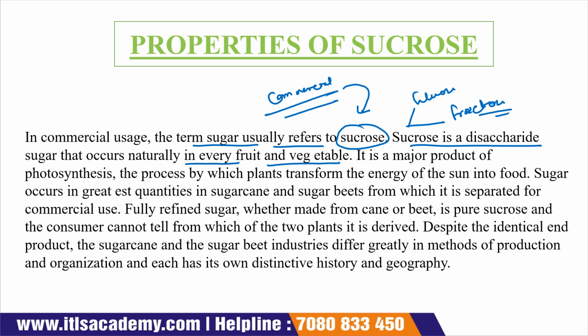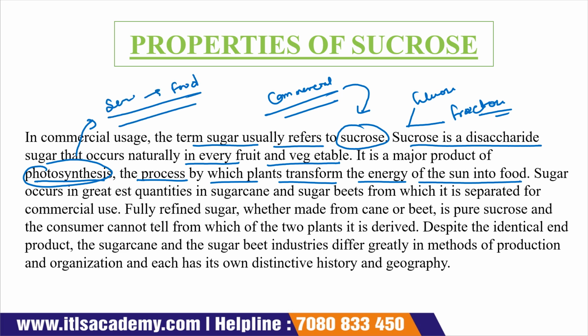We all know that sucrose is present in every vegetable and fruit, and it is also a major product of photosynthesis, the process by which plants transform the energy of the sun into food. During this process, sucrose is very important.